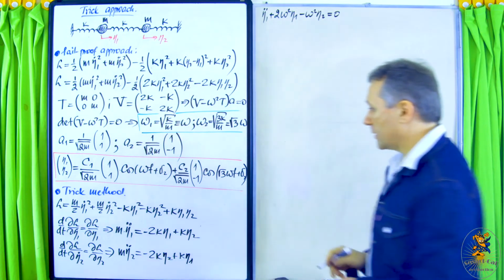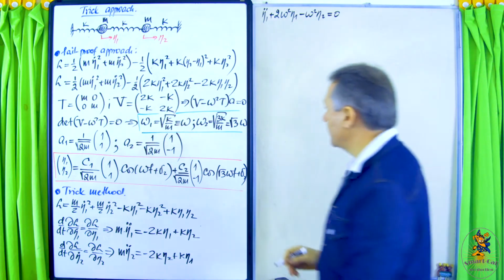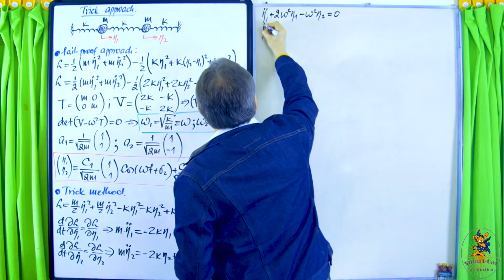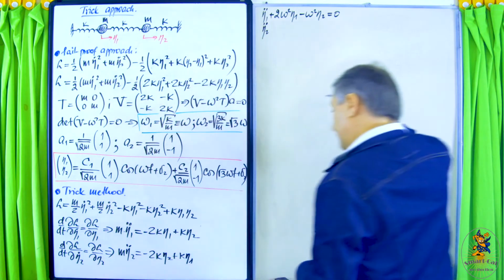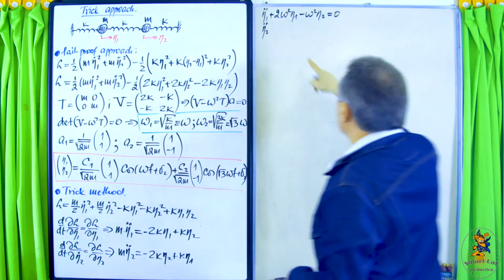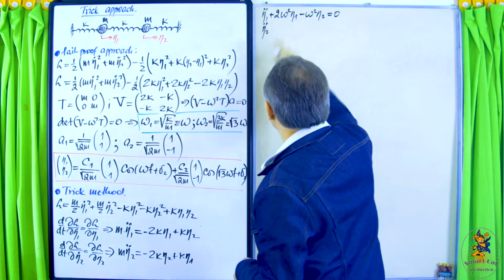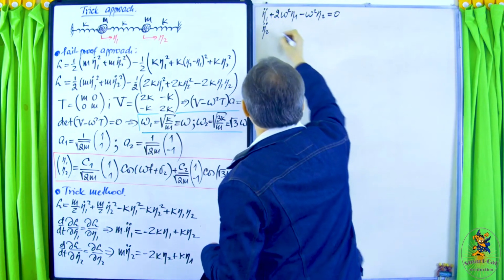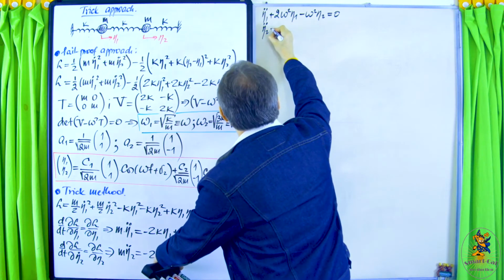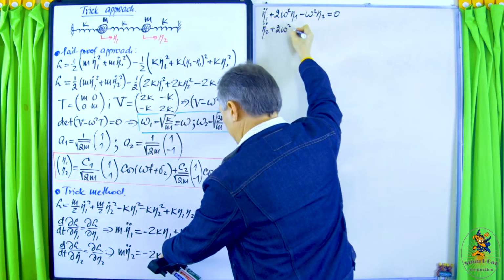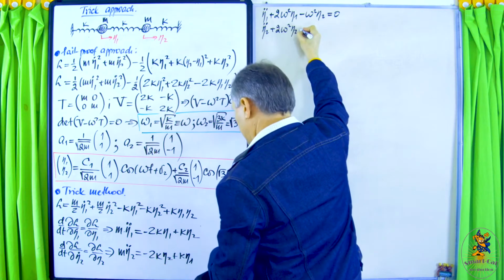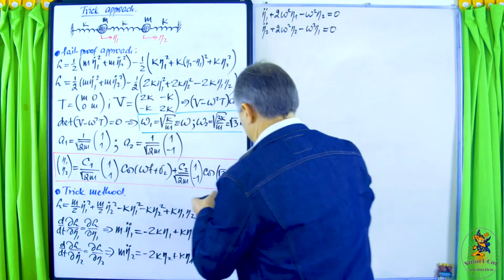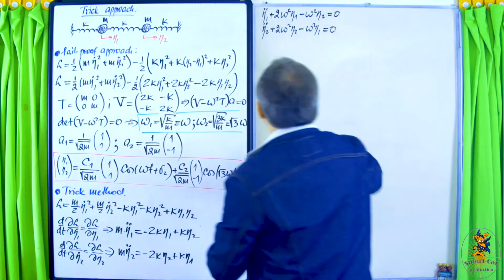Okay, so this looks like the most convenient form of this differential equation. Very similar, of course, will be the second one: eta 2 double dot, plus 2 omega squared eta 2, and then minus omega squared eta 1 equals 0. Okay, so these are the differential equations.